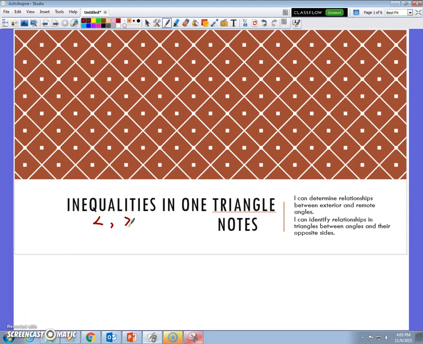And so what we're going to do is guarantee that there are some angle relationships that are guaranteed to be bigger or smaller than other angles. We're going to learn about the exterior angles and their remote angles and their relationship. And then we're also going to identify the relationship between angles and their sides in a triangle. I think that part will be pretty self-explanatory, but the exterior angles can be a little bit confusing. So let's get a look here at what we're trying to learn.